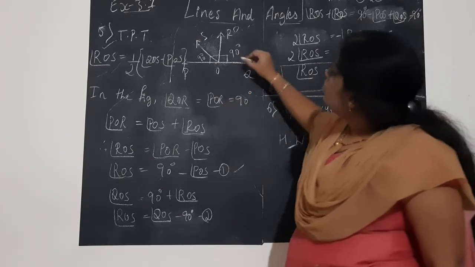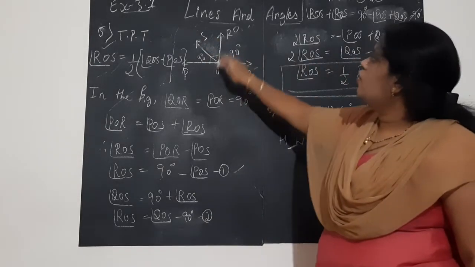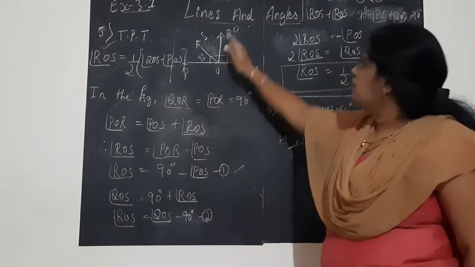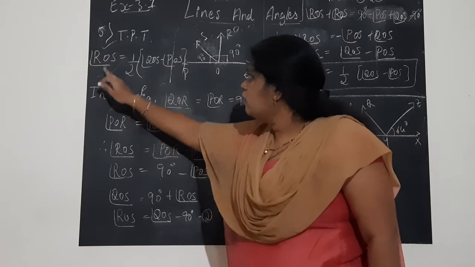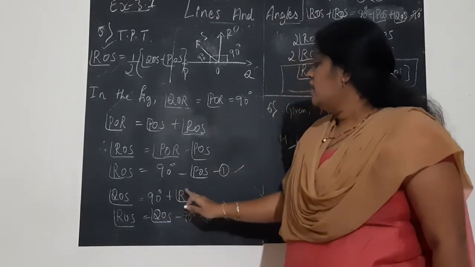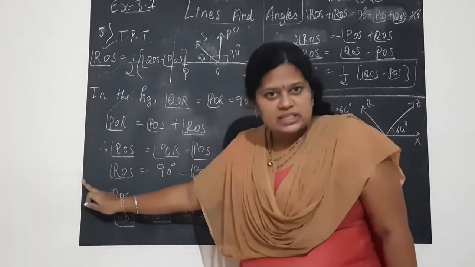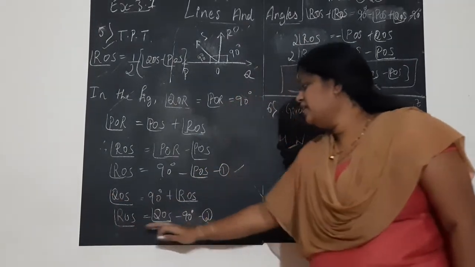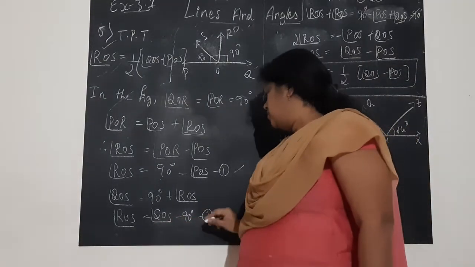Similarly, angle QOS I will consider now. Angle QOS is QOR plus ROS. But we know QOR is 90 degree, plus angle ROS. ROS I will write as it is. Now again I want ROS on my LHS since it is unknown. So ROS will be QOS plus 90; if you send it to the other side it will become minus 90, children. But since I want ROS on LHS I have written like this. Please don't get confused with this sign. I am calling it equation 2.